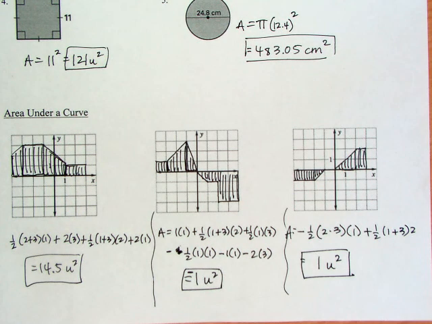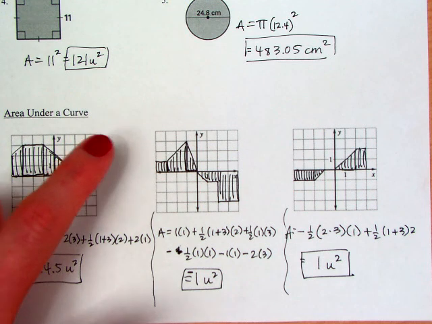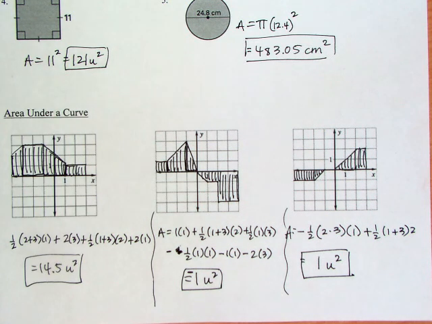So today you're just working on area: finding the area of different shapes, remembering what that looks like, and moving to area under a curve, where you break it up into different shapes along the way and find their individual areas.